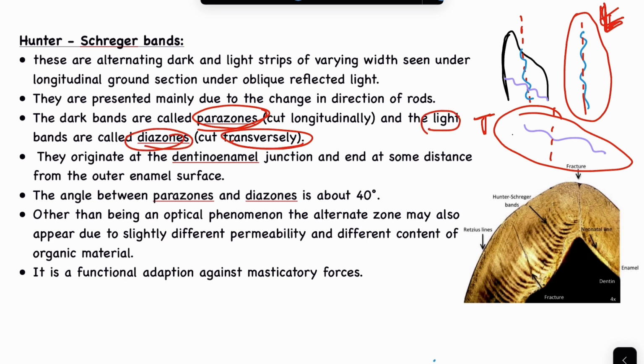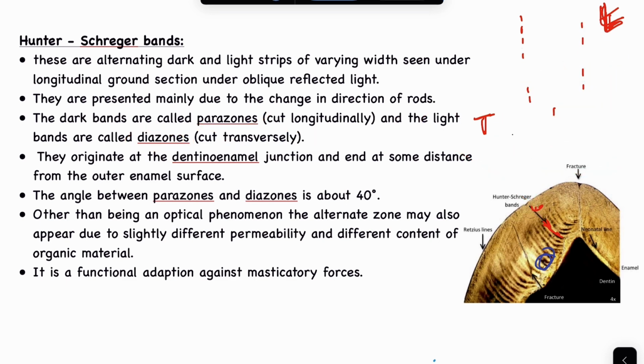These diazones appear light. Okay, so these light bands you see are these enamel rods. They are cut transversely and they appear light. And these dark bands you see in here are the parazones. Okay, and they are cut longitudinally. So this is the entire concept of light and dark bands, Hunter and Schreger bands. Now going to the notes.